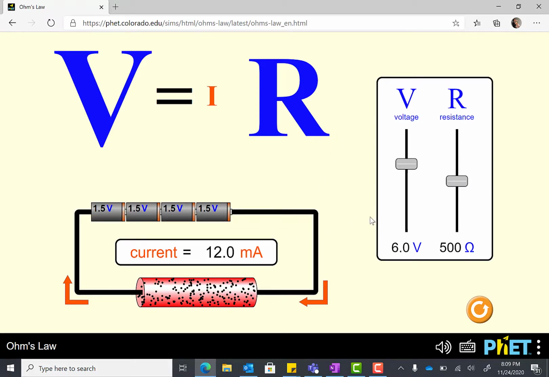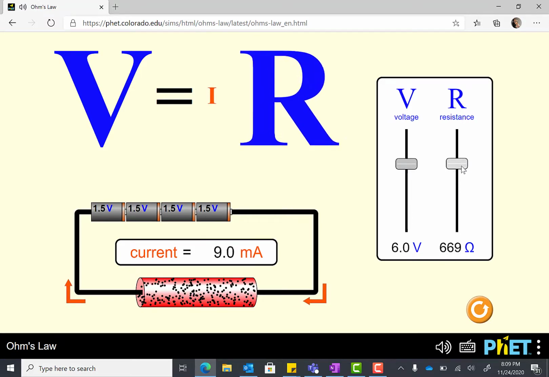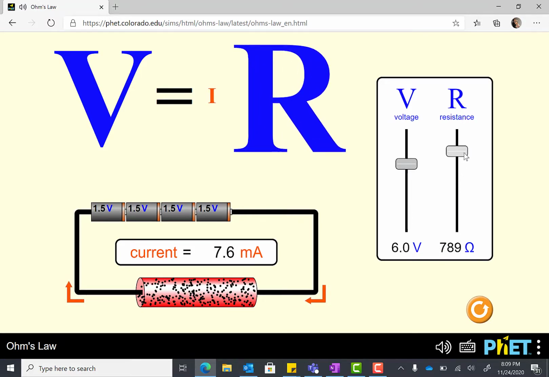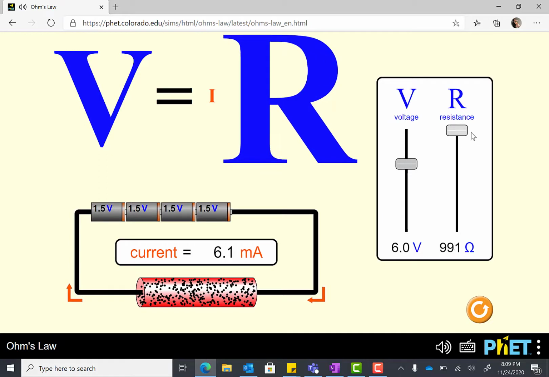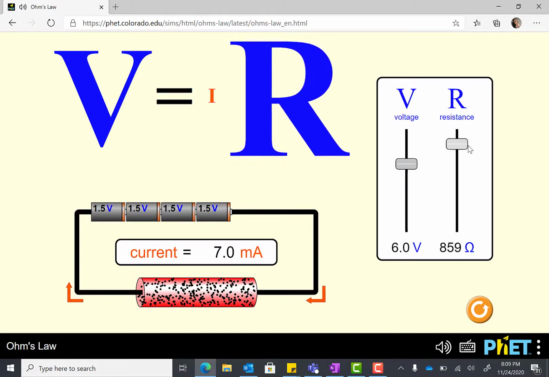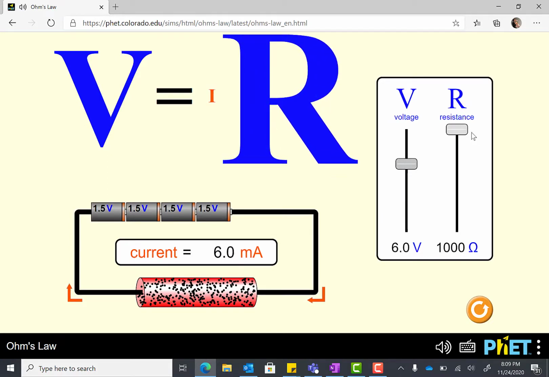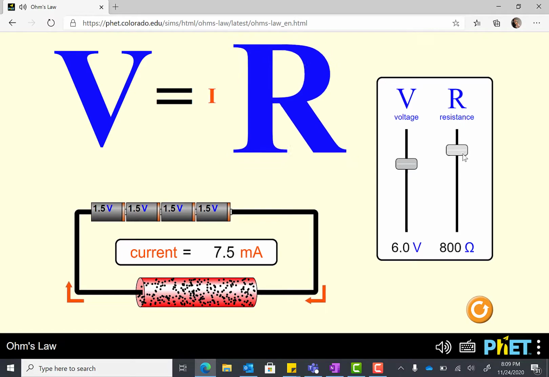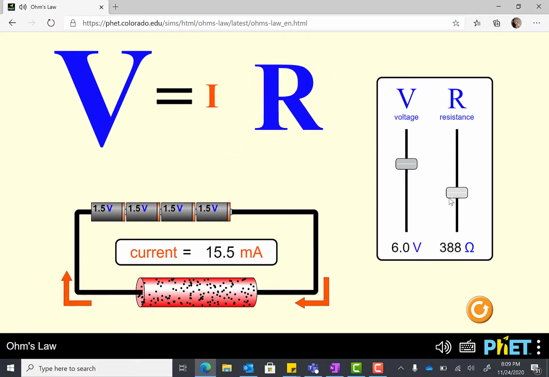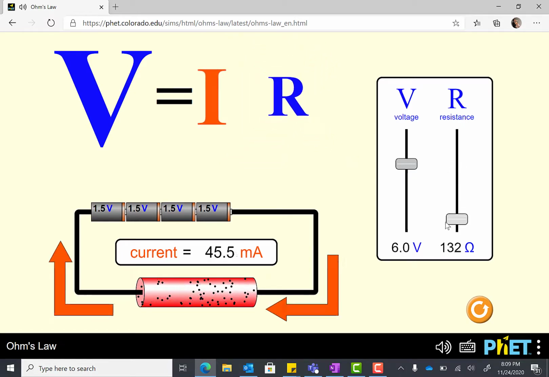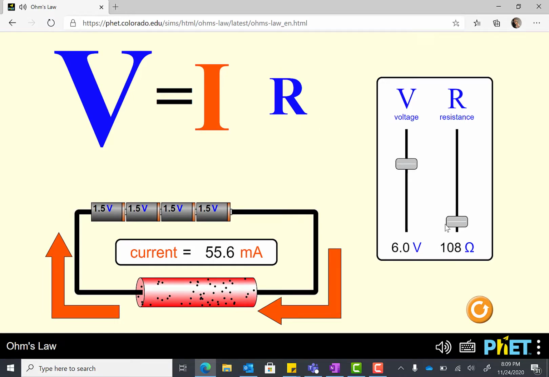Now, if I increase the resistance, look at the effect on the current. So the more resistance, the less the electrons are able to flow, and so the smaller the current would be. If I decrease the resistance, current increases because there's more electrons that are able to flow. And that's the whole idea that we're looking at here.